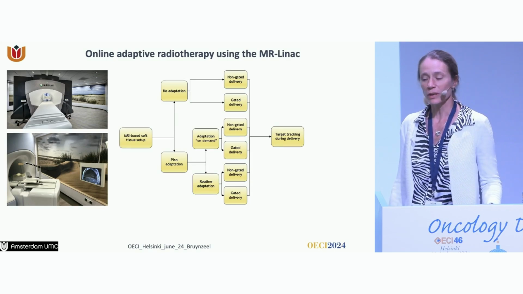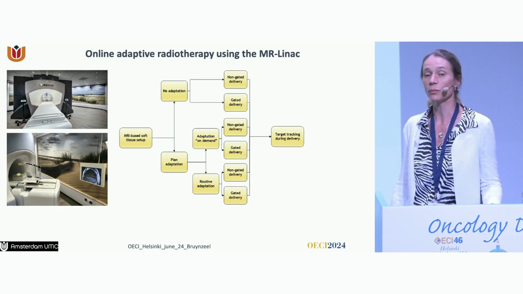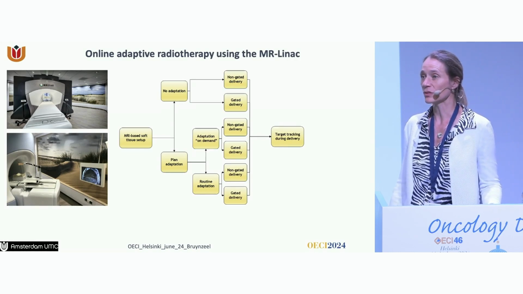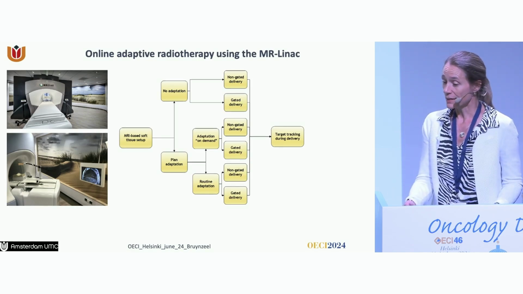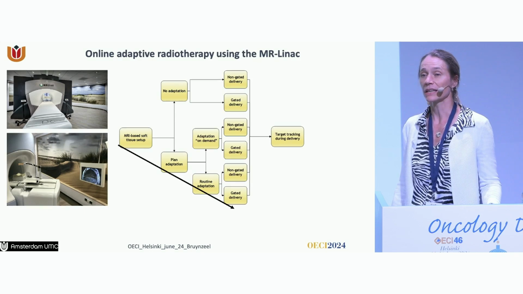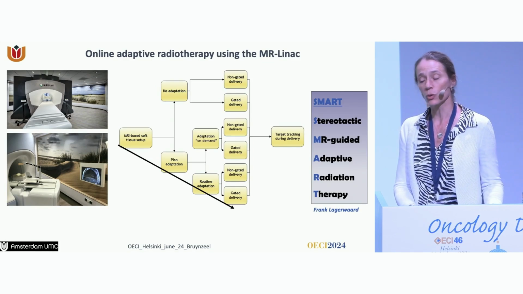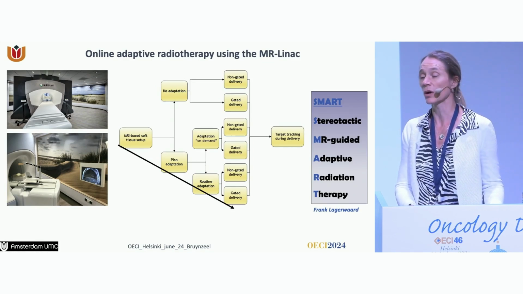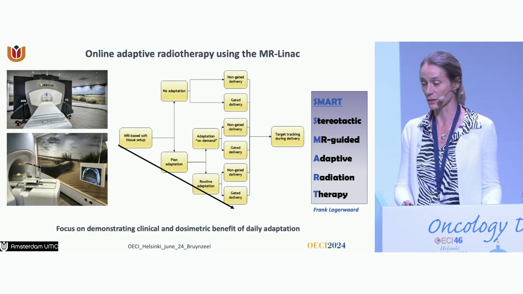So we perform online adaptive radiotherapy using the Meridian. And we decided to make use of all capabilities of these machines for all fractions in all patients. And that is MR-guided tumor setup, routine plan adaptation, and gated delivery using small margins. And we use the machine in the form of SMART, stereotactic MR-guided adaptive radiation therapy. Our center focuses on demonstrating clinical and dosimetric benefit of particularly daily plan adaptation.